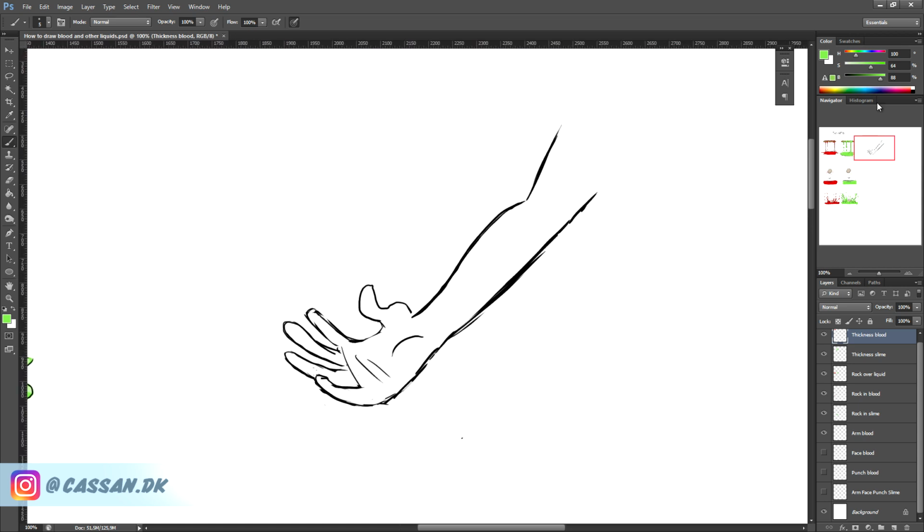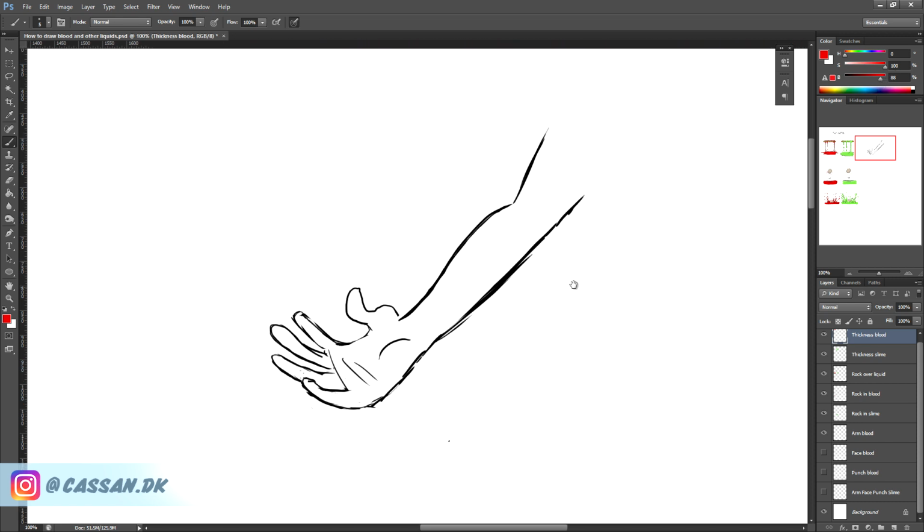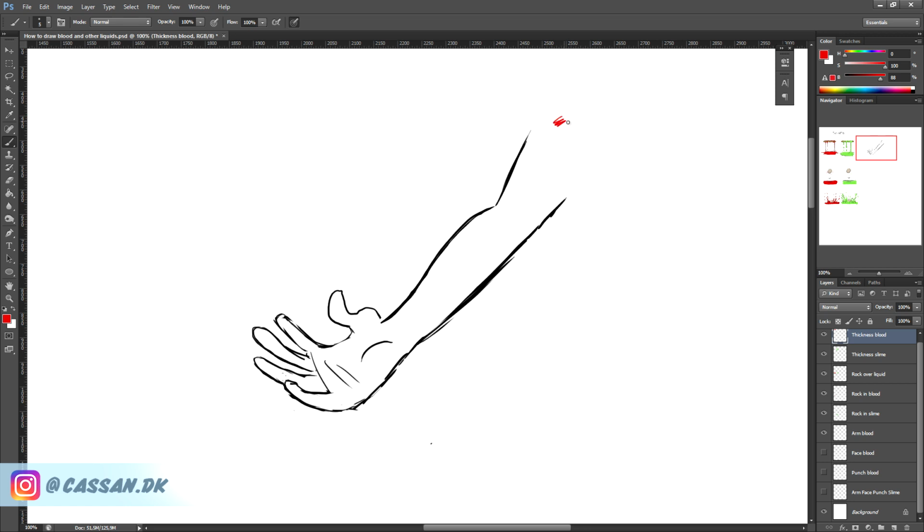Now that we understand a bit more about thickness, we can start applying that in different ways. Let's consider this arm that has a wound that bleeds. I think I'll let the blood run from up here somewhere. And let's see how the blood runs in thin strokes down the arm in the direction of gravity. It's gonna collect down here on the hand, right on this spot.